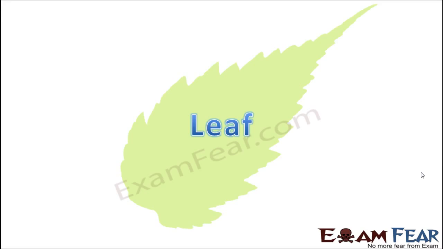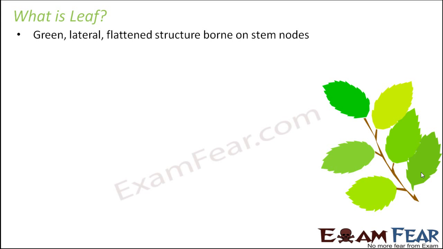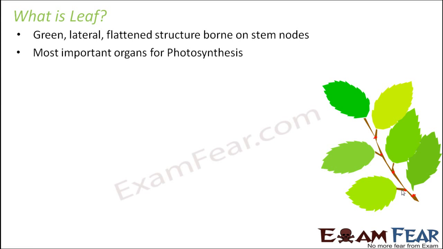So now we will have a detailed discussion on leaf. The first thing that comes to our mind is, what is leaf? From the perspective of structure, we can say that leaves are nothing but green lateral flattened structures borne on stem nodes. On the stem you have these nodes, and at the stem nodes are borne green flat structures which are called leaf. They are the most important organs for photosynthesis.